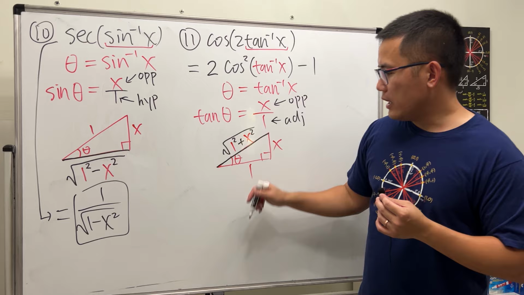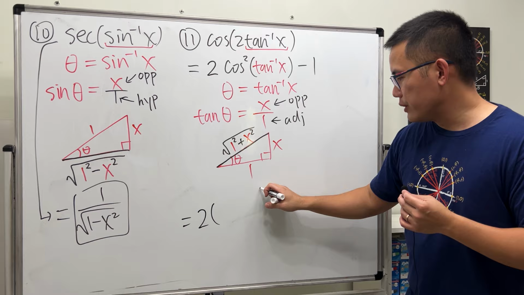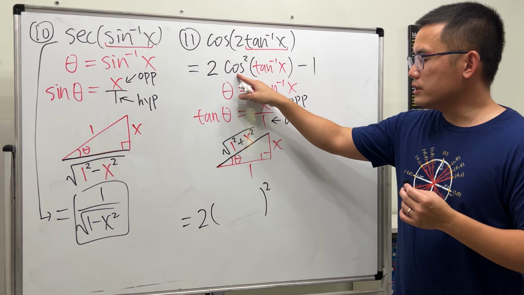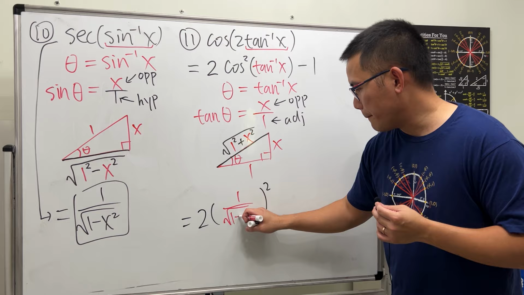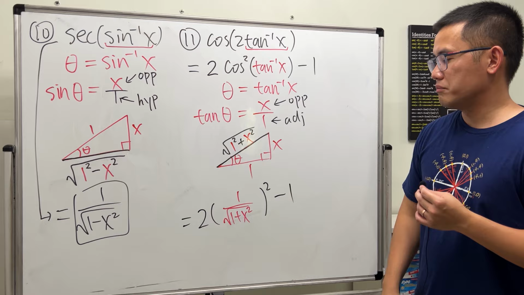So now if you take a look, 2 is 2. The square, let's just put it down like this, something squared. Cosine of inverse tangent. Cosine is adjacent over hypotenuse. That's cosine. So we have 1 over square root of 1 plus x squared. After that, we have this minus 1. So that's what we have.